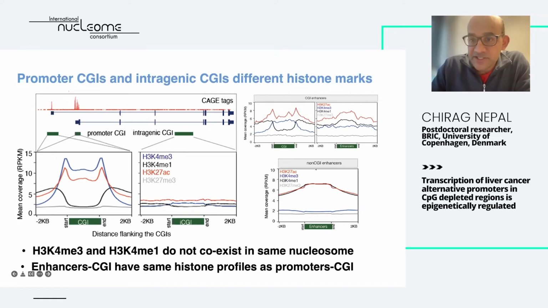On the other hand, when enhancers don't have a CpG island, K4me3 is not there, and you have this unimodal kind of peak of K4me1 and K27-acetyl.